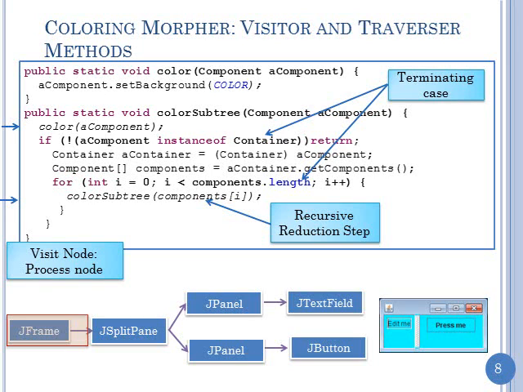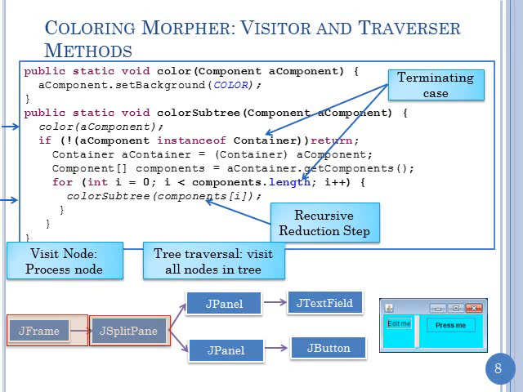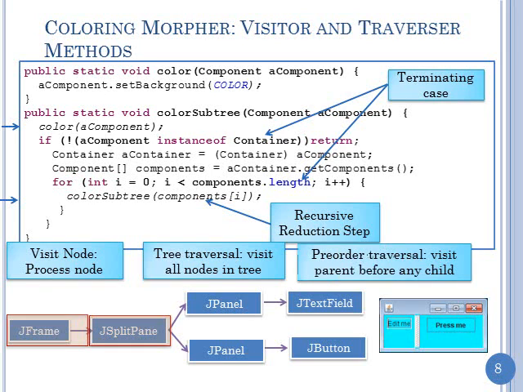And now I'm going to go to the recursive step. I've got only one component, one child, so I'm going to recurse on that. Once I do that, where is my program counter going to go now? I'm going to enter color subtree again and basically do this thing again, which means I'm going to color this. So I've visited. Now tree traversal is visiting all nodes in the tree. I visited the node, and I'm going to visit the subtree now.